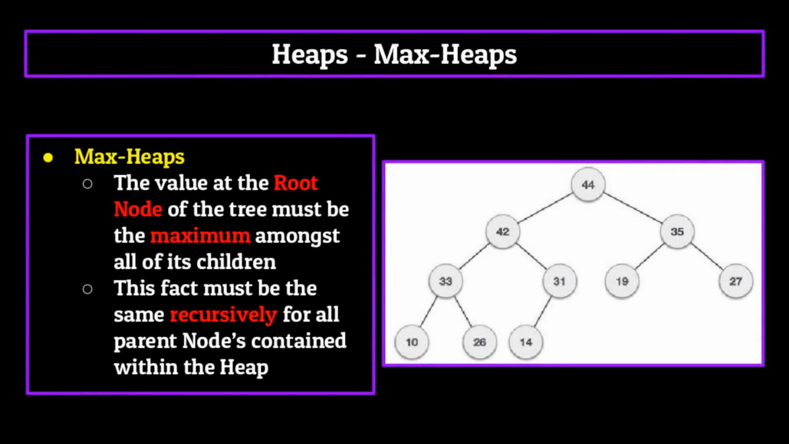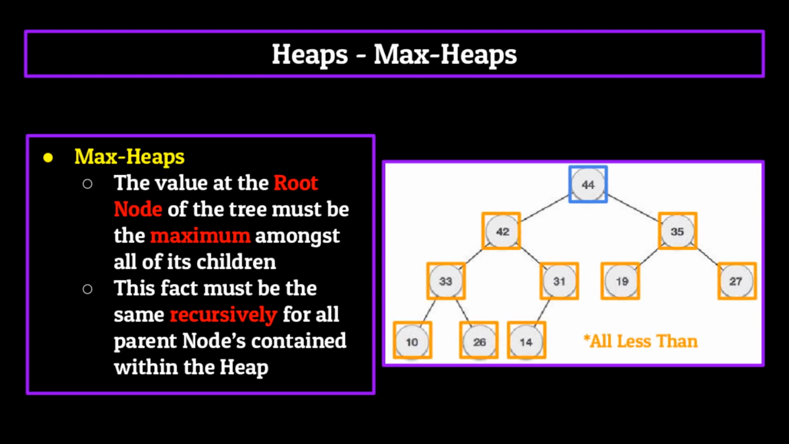Max heaps, on the other hand, are the exact opposite. In a max heap, the value at the root node of the tree must be the maximum amongst all of its children, and this fact must be recursively the same for any and all parent nodes contained within the heap. If you take a look at the example max heap we have on the screen now, again you'll see that this is the case. 44 is the root node and also the largest value within the heap.